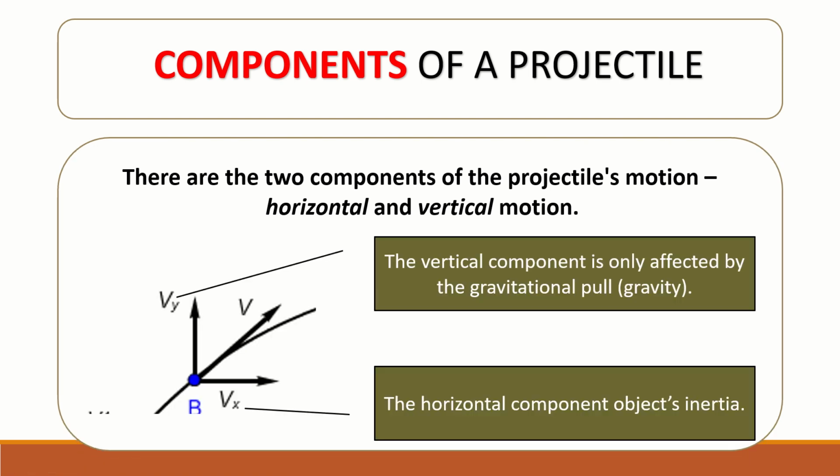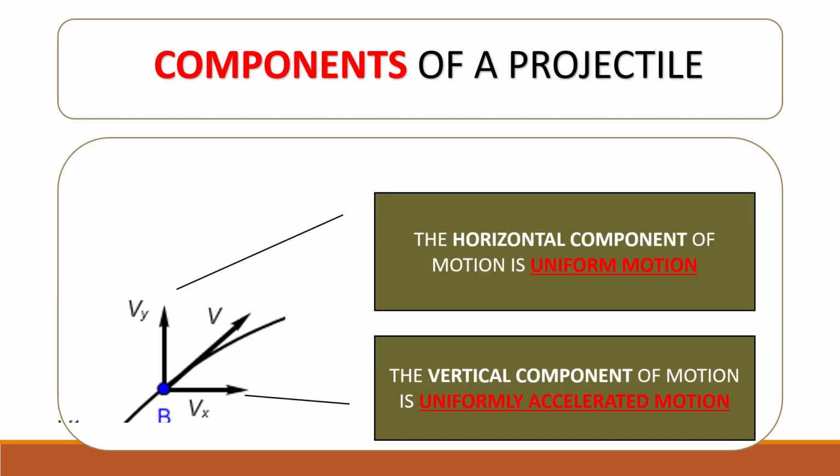So the vertical component is only affected by the gravitational pull or your gravity, while the horizontal component is more on inertia. What is inertia again? An object that is moving will continue moving, and an object that is at rest will remain at rest unless acted upon by external forces. So the horizontal component is a uniform motion. You might wonder why it is called uniform motion. The answer is on the next slides. And then your vertical component is uniformly accelerated because the gravity has a uniform acceleration of 9.8 meters per second squared. As simple as that.